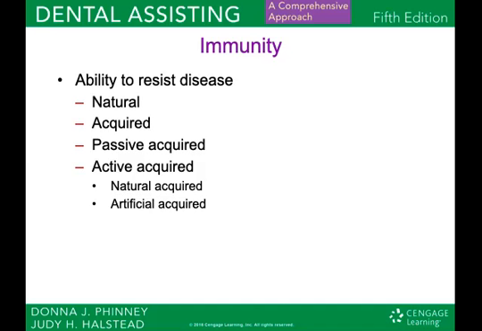There are two types of active acquired immunity: natural acquired immunity, which is when a person has a disease and the body builds antibodies to the disease as the person recovers. Then, normally, the person is immune to the disease. Artificial acquired immunity is when an individual is vaccinated with a specific antigen. The antigen is a weakened state of the pathogen or the disease. The vaccination increases the body's resistance to that particular type of disease.